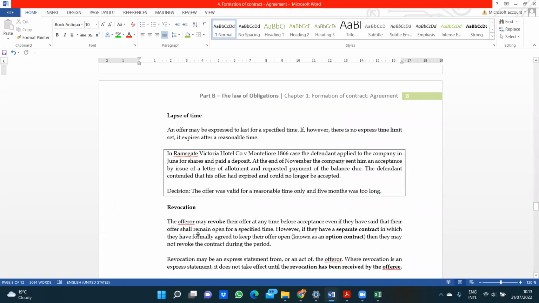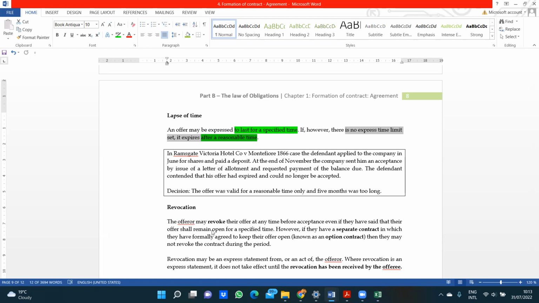Lapse of time. An offer may be expressed to last for a specified time. If, however, there is no express time limit set, it expires after a reasonable time. Okay? An offer may be expressed to last for a specified time. If, however, there is no express time limit, it expires after a reasonable period of time. All right? An offer can be open for a specified period of time.